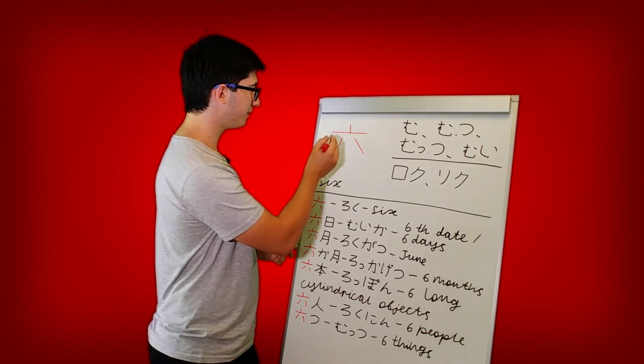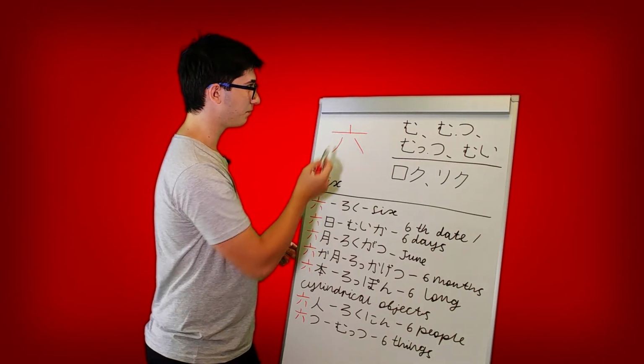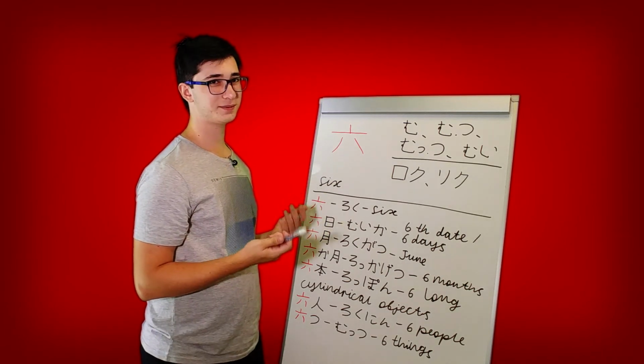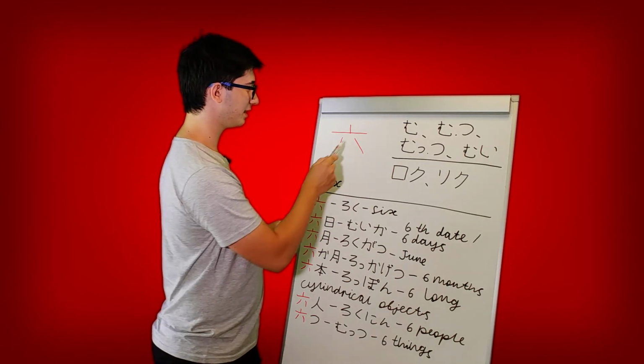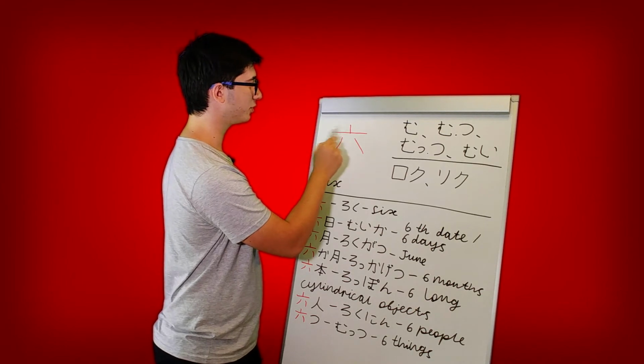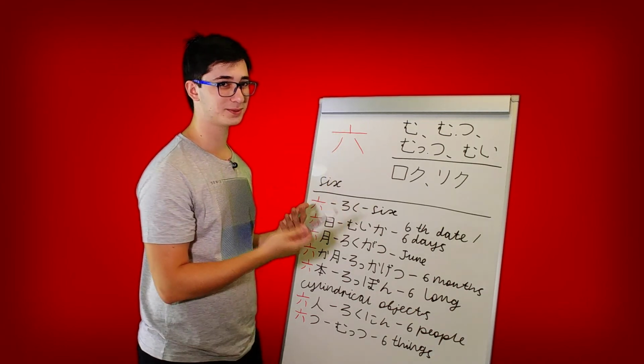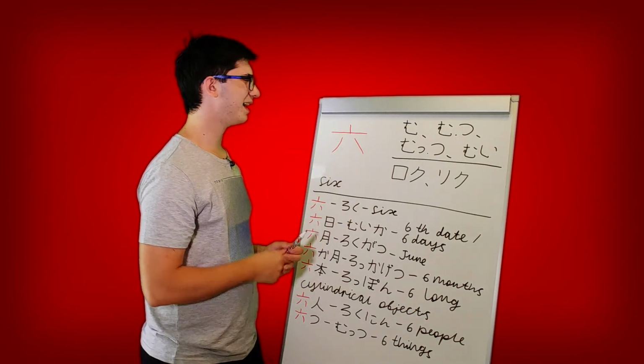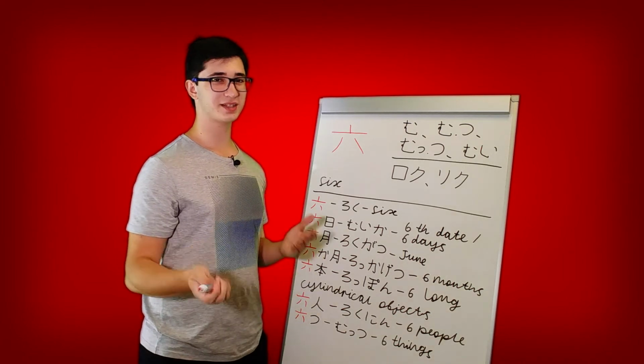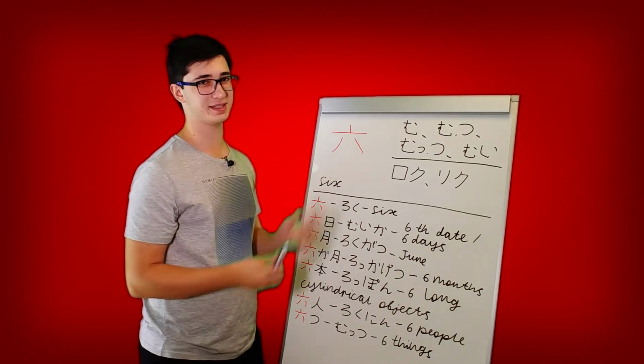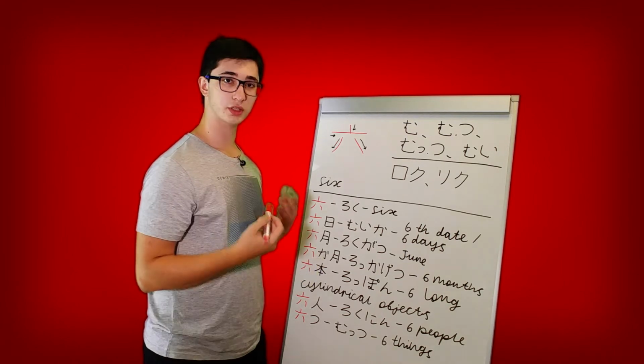And we have these other 2 strokes above it. So the only kind of hint for 6 that I can think of is that this is 8, and then there's 2 strokes here. 8 minus 2 is 6. But that is kind of far-fetched. If that doesn't help you at all, just remember it as is. It's not that complicated. So now let's look at example words.